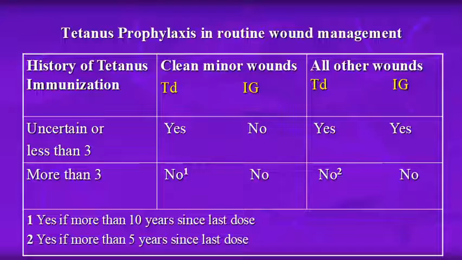While if he had more than 3 doses of vaccine and is certain about that, or he has his own card of vaccination, then we again look for the type of the wound. If the wound is clean, minor wound, then we don't need to give toxoid or immunoglobulin. But sometimes we give toxoid if more than 10 years pass since the last dose of the vaccine, because as we said earlier, the vaccine usually depleted after 10 years, and there is no harm of giving this vaccine.